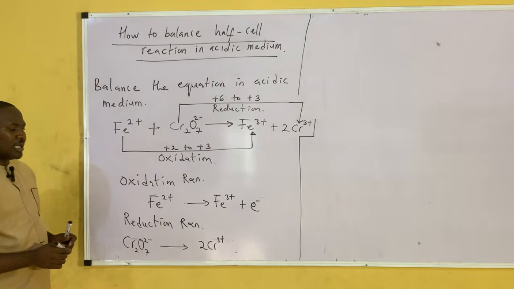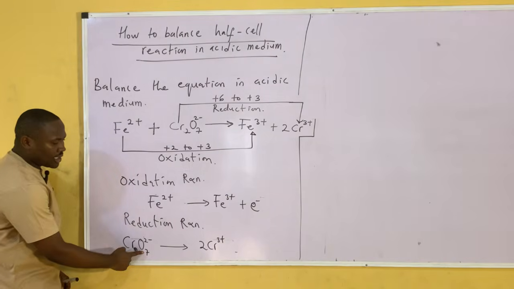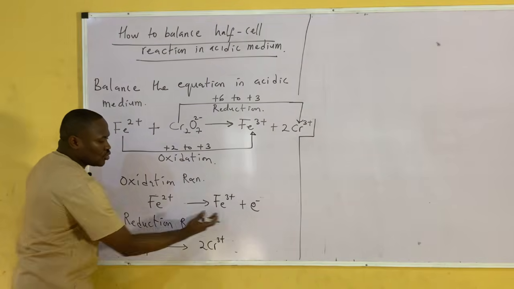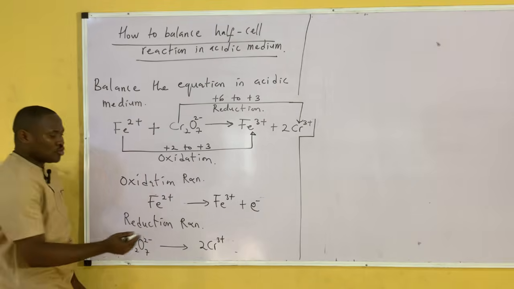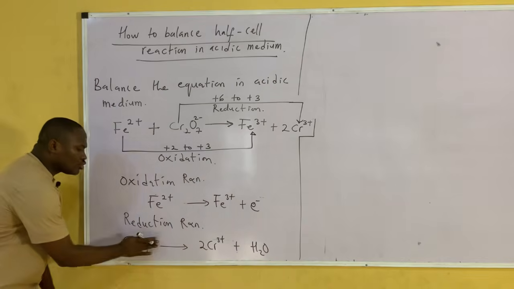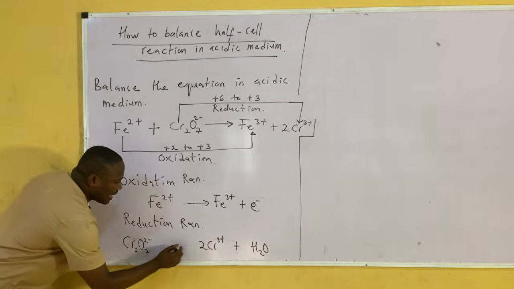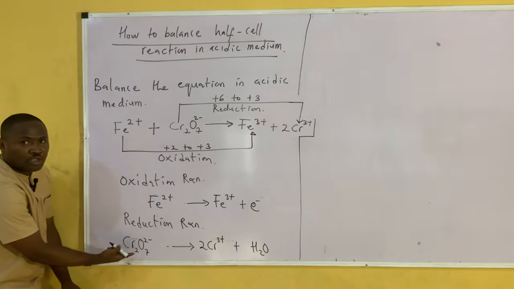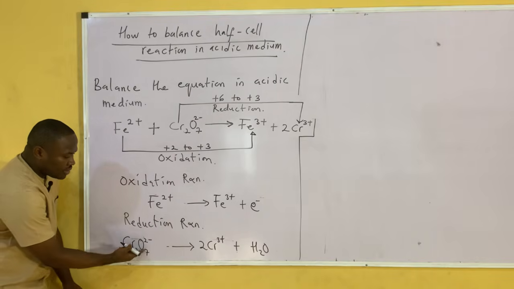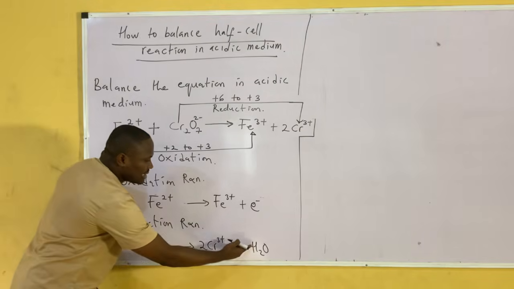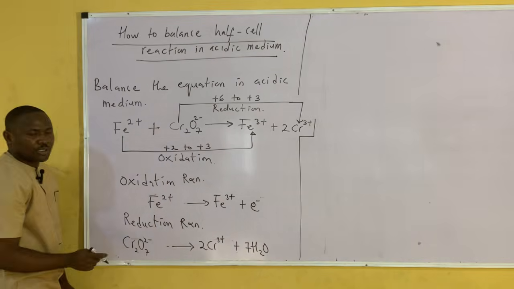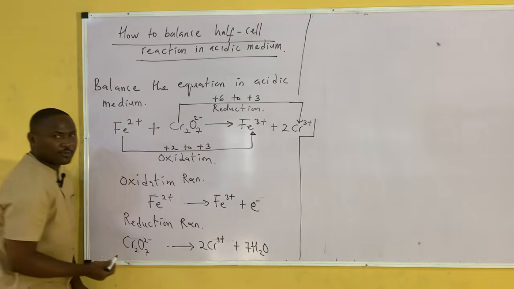In our previous example, we said there is oxygen here and there is no oxygen here. So we said bring oxygen to this side by adding water. So plus H2O. How many molecules of water will I add? I will add the molecules of water depending on my oxygen. My oxygen here is 7, so to balance it up here, I will add 7 so that my oxygen can also be 7.